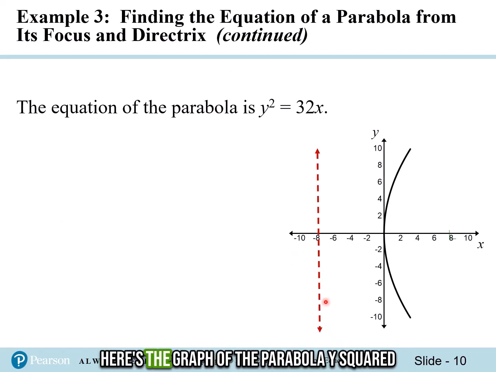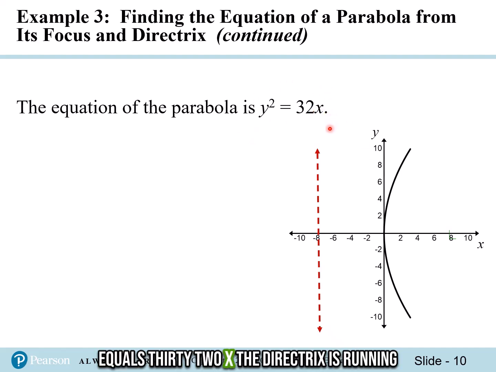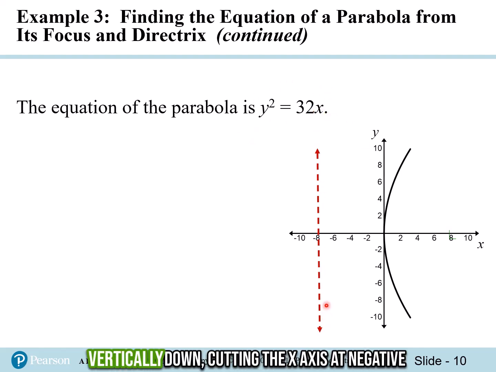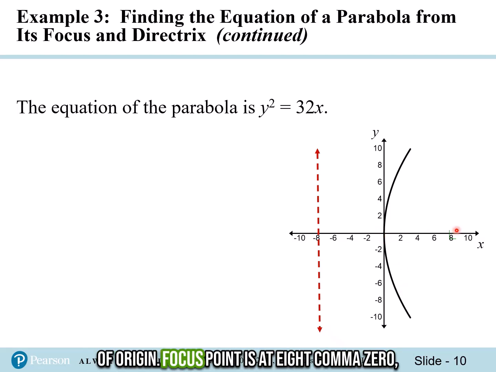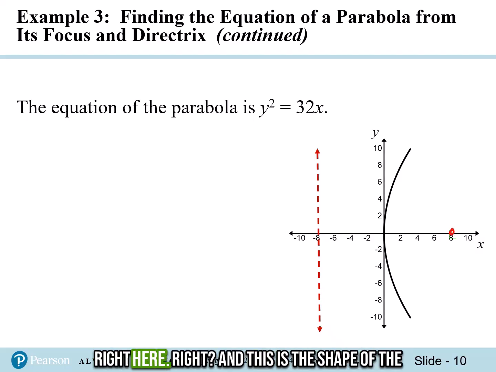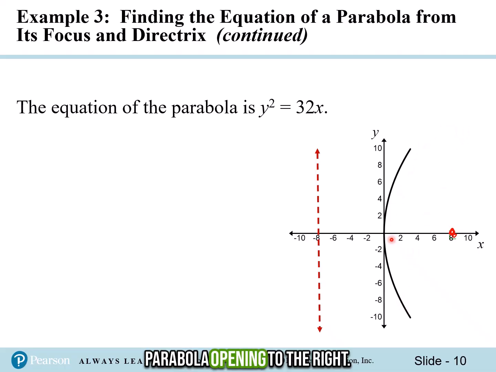All right. Here's the graph of the parabola y squared equals 32x. The directrix is running vertically down, cutting the x-axis at -8. x equals -8 is the equation of the directrix. The vertex is located at the point of origin. The focus point is at (8, 0) right here. Right, and this is the shape of the parabola opening to the right.